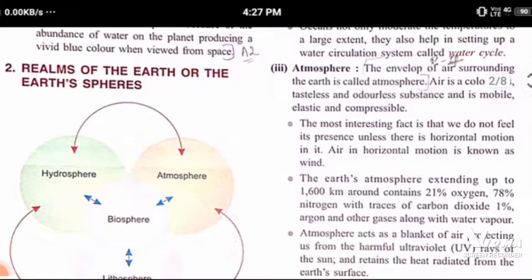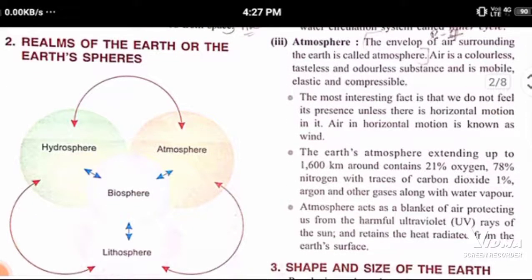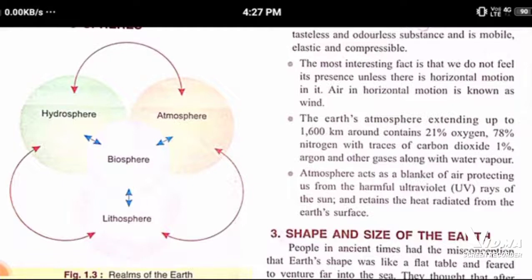Now comes the realms of the earth, or the earth sphere. These are the realms of the earth: hydrosphere, atmosphere, and lithosphere. Lithosphere is a sphere of rocks. Hydrosphere is a sphere of water. Atmosphere is a sphere of air. Atmosphere we are very familiar with.